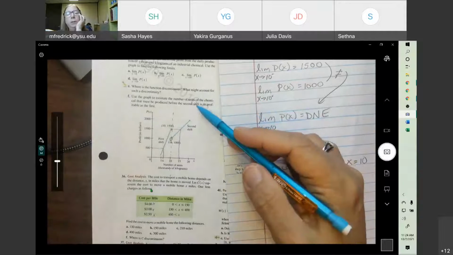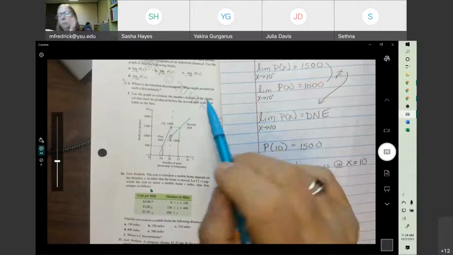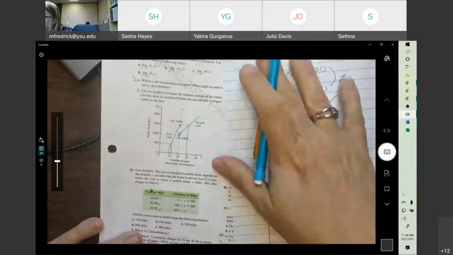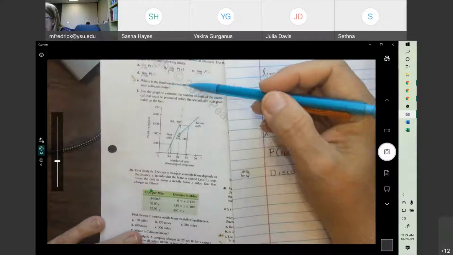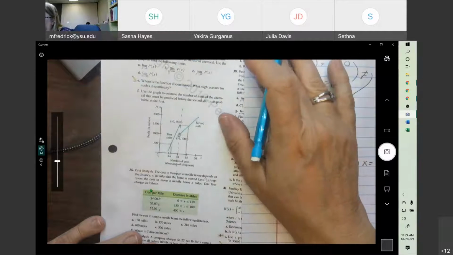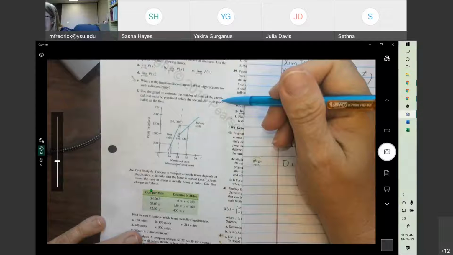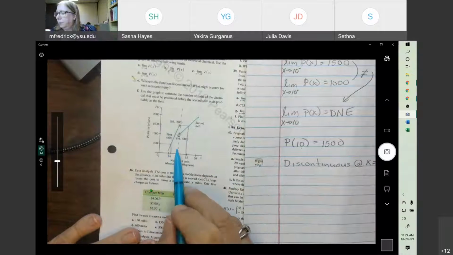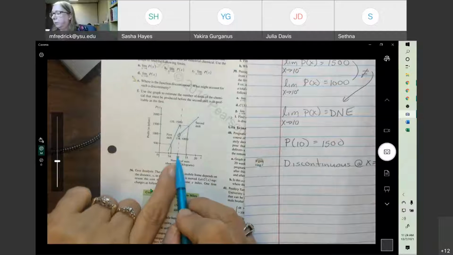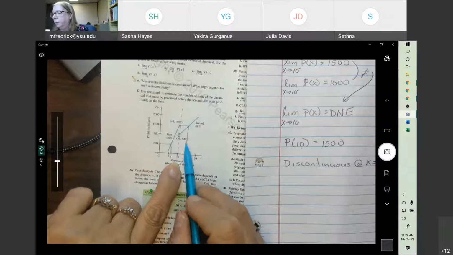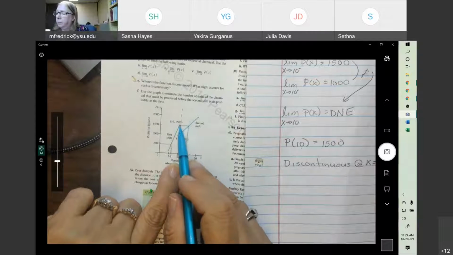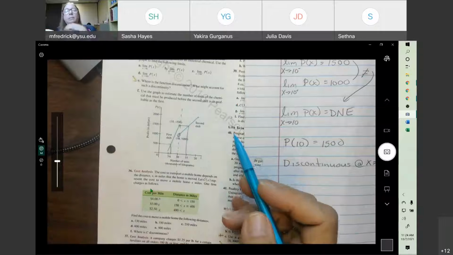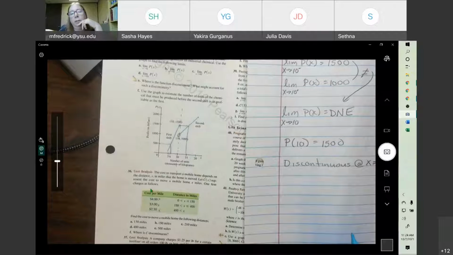They might want the total number. The way I'm reading it, I think they want the total. Use the graph to estimate the number of units of chemical that must be produced before the second shift is as profitable as the first. So when the first shift leaves, they've done 10 units. When they do 5 more, or 15 units, then they're back up to where they were. Are there any questions on that?